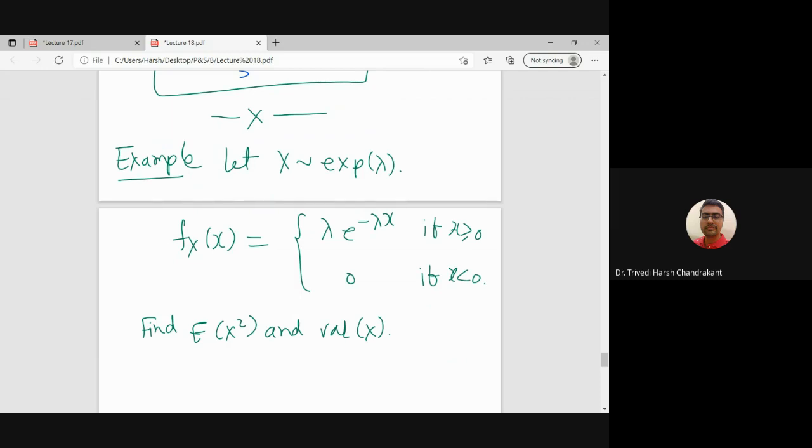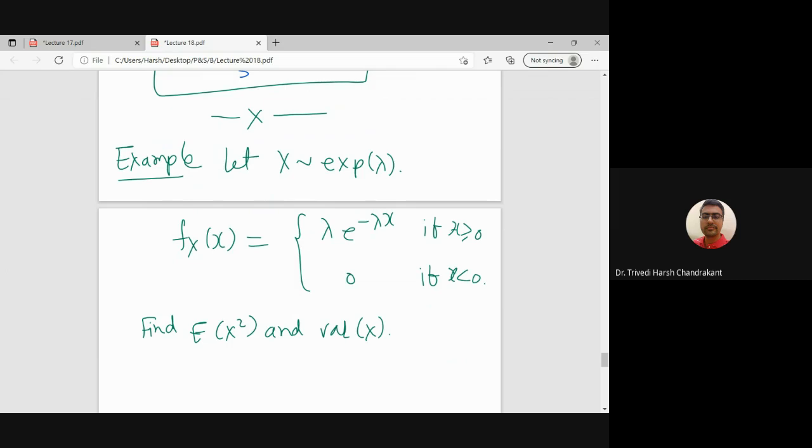So first you find the expectation of the random variable x square, and then you compute the variance. So what is the expectation of x square? That is just the integral of x square f(x). So f(x) is given, that is lambda e power minus lambda x, and you need to integrate from 0 to infinity.